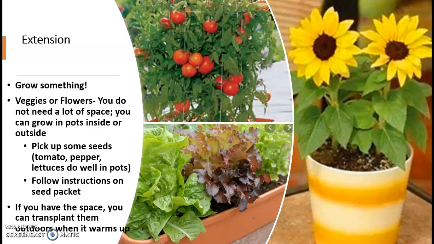And then as they get bigger, if you have the space outside, you can certainly transplant them when it gets warmer, or you can just have a potted garden in your house. So you can have some potted lettuces on a windowsill or some tomatoes, or even smaller, you could do herbs like rosemary, parsley, mint, and then you can have them for your cooking needs or whatever you might want to do with them. If you don't want to do vegetables, grow some flowers.